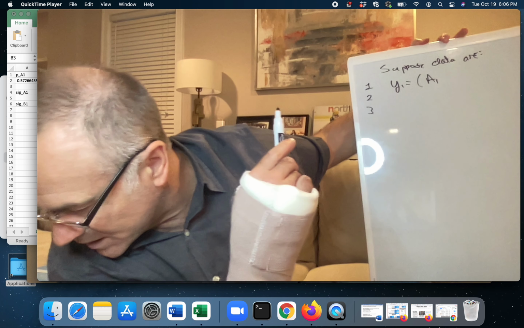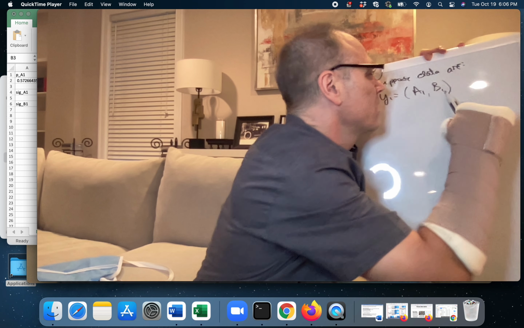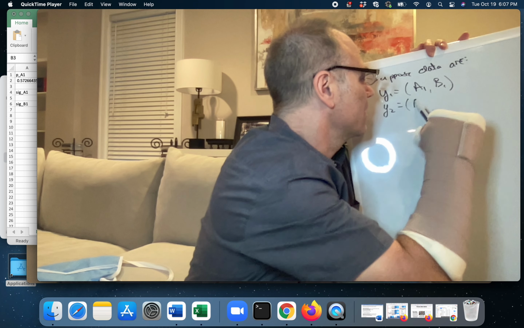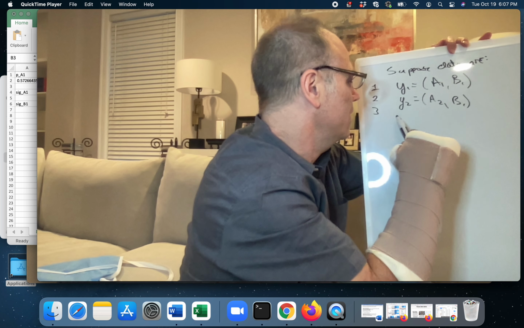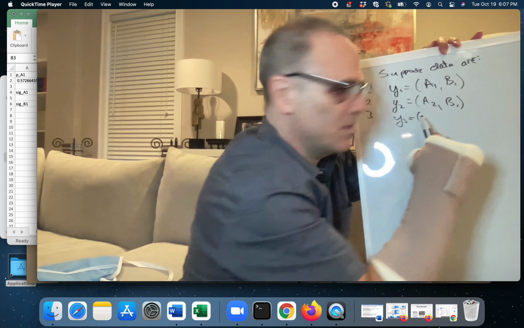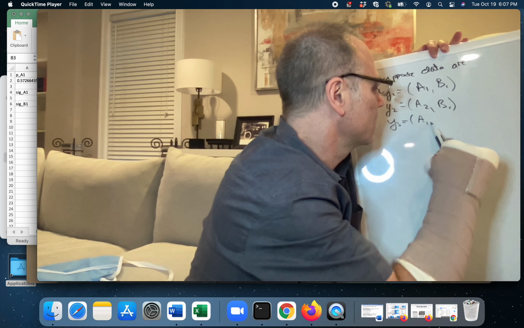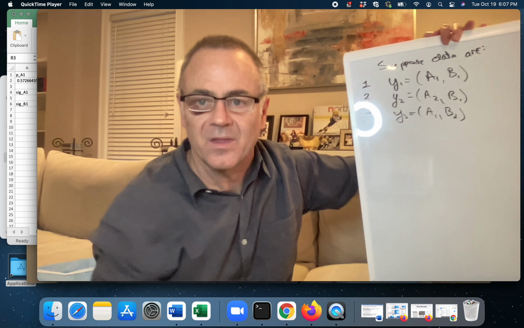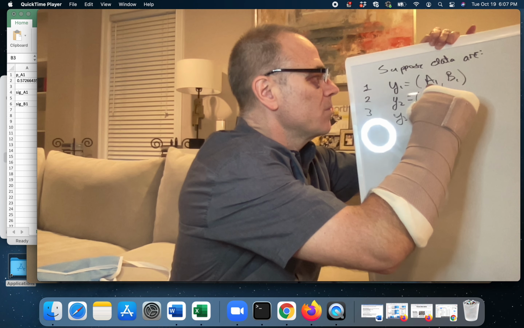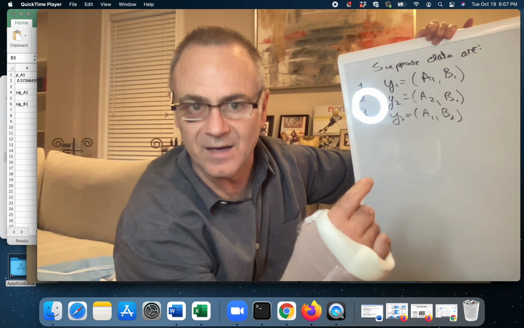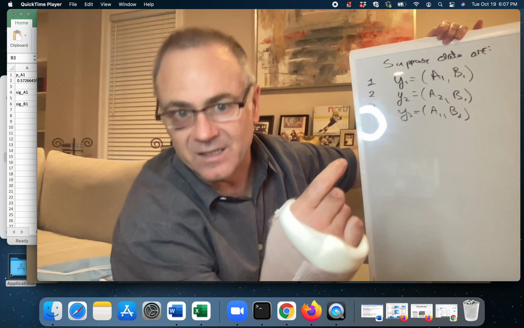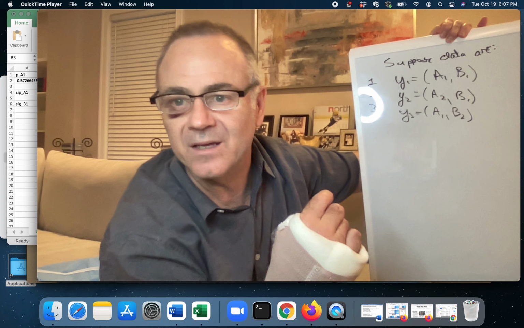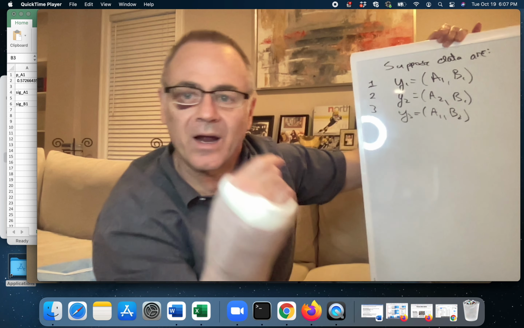Let's say it was A1, B1. In observation 2, let's say it is A2, B1, and Y3 equals A1, B2. Suppose that you've run this experiment 3 times. In the first case, player A did action A1, player B did action B1. In the second case, player A did A2, player B did B1. Third case, player A did A1, B did B2. All right, so that's the data.